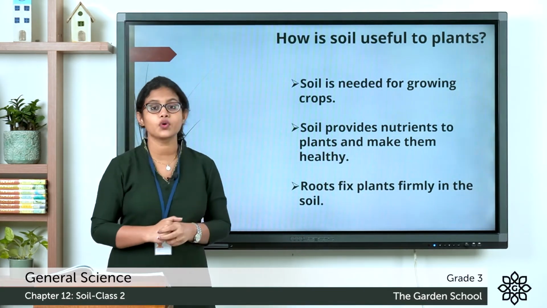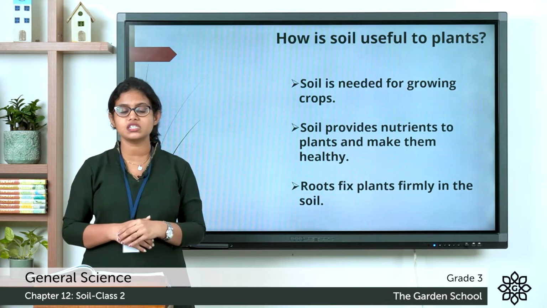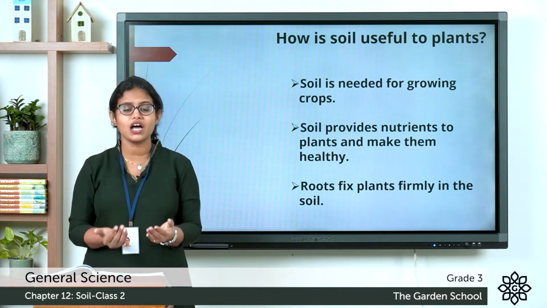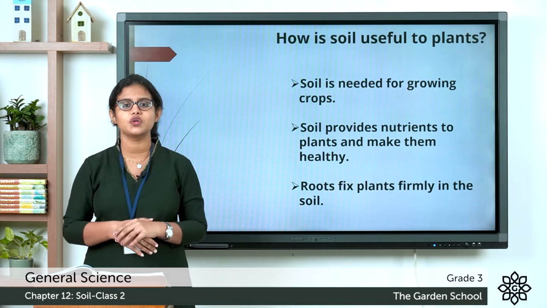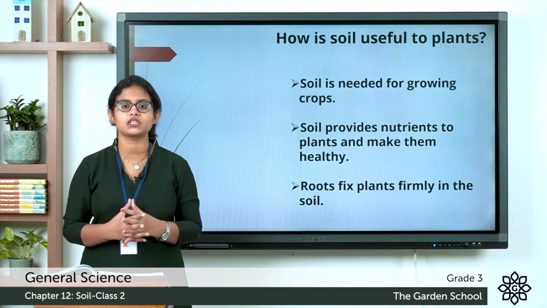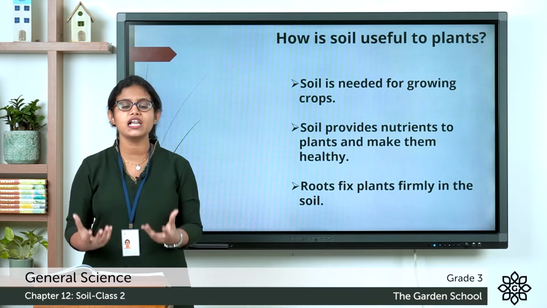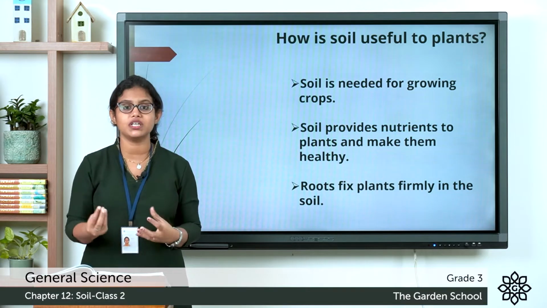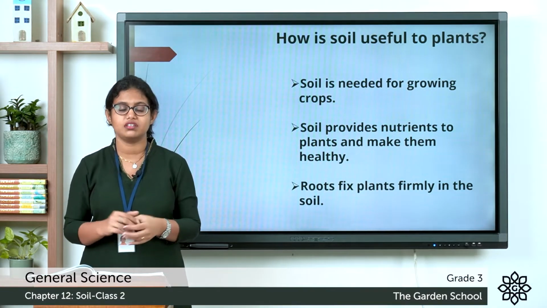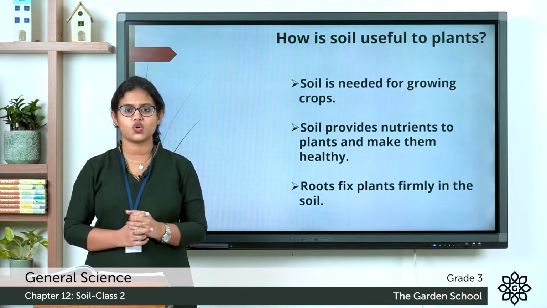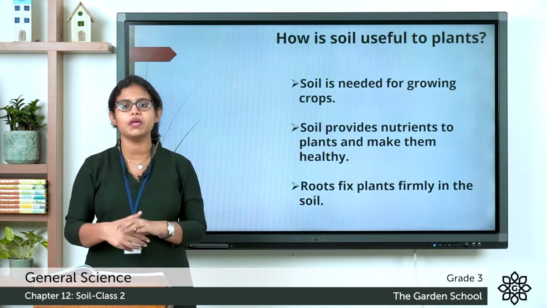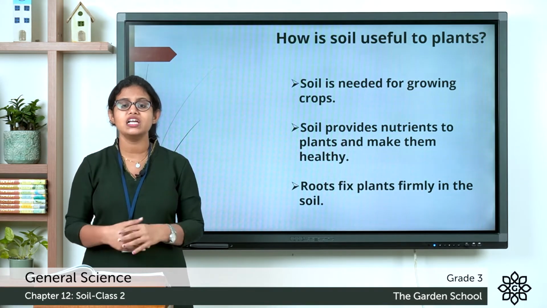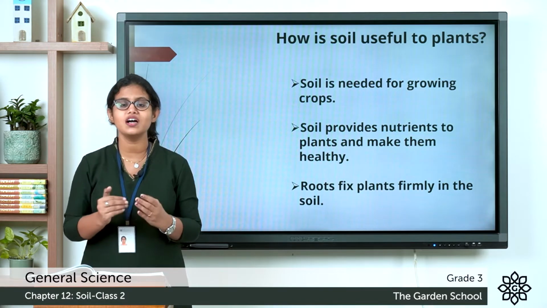Soil is needed for growing crops. So soil supports plant growth by providing oxygen. Even plants need oxygen to live and grow. Spaces among the soil particles contain air that helps them to live and grow. Then, for a seed to germinate, what all things does it need? They need air, water and soil. So, soil is very, very important for the growth of a plant.